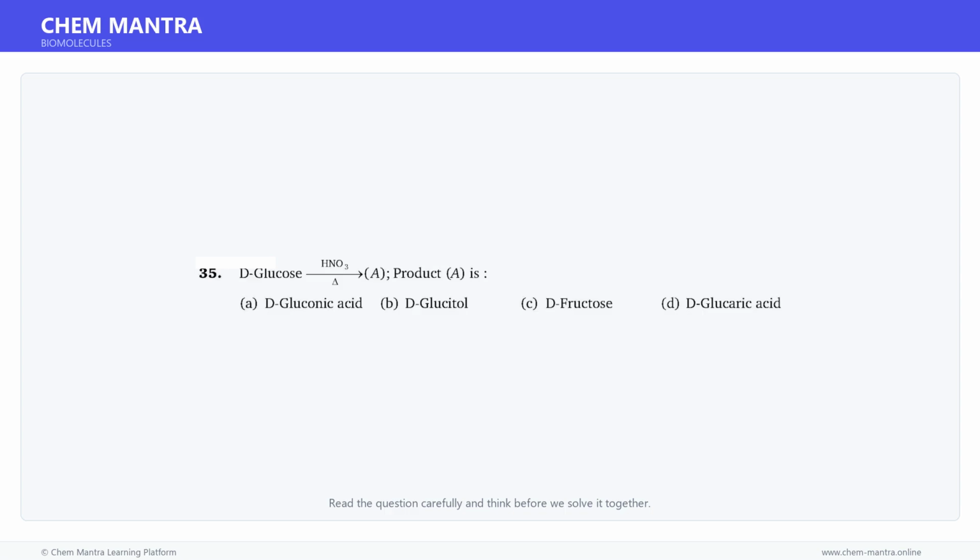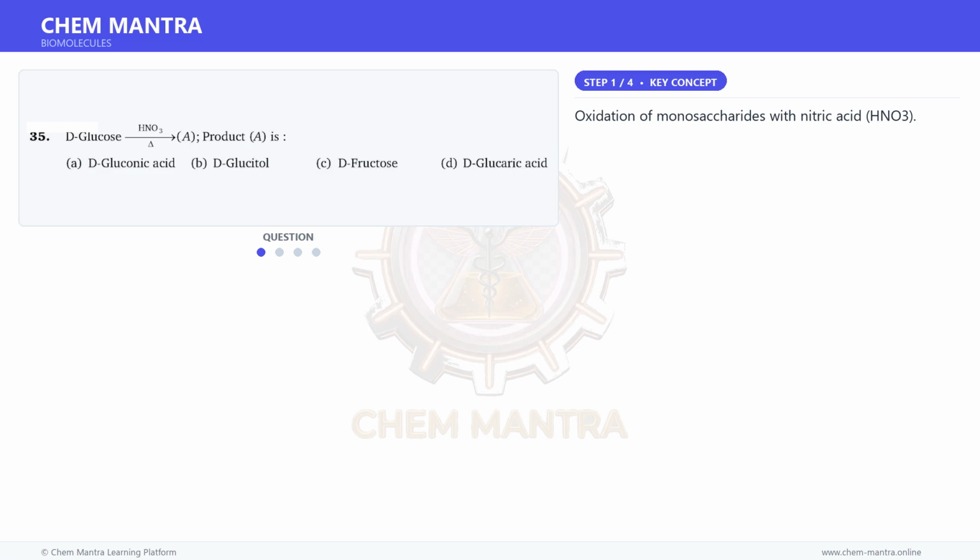Here is a question. Read it carefully and think about the answer. Let us solve it step by step. Let us first understand the key concept here. Oxidation of monosaccharides with nitric acid, HNO3.